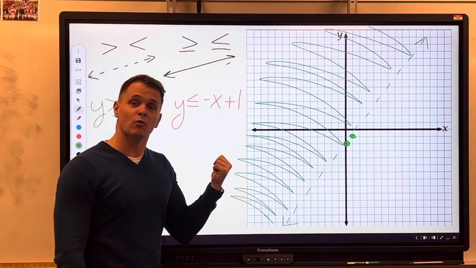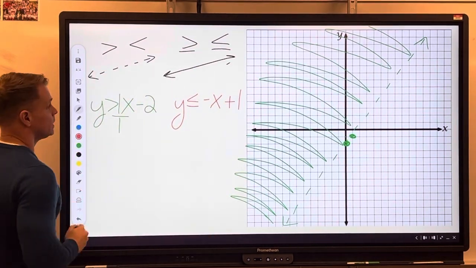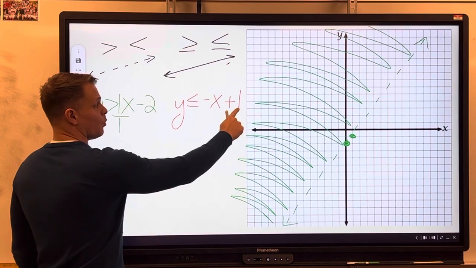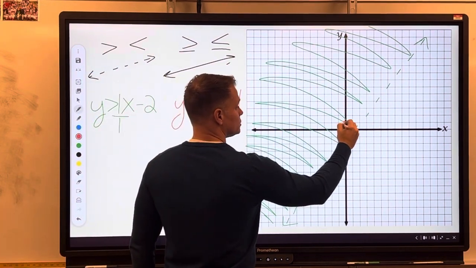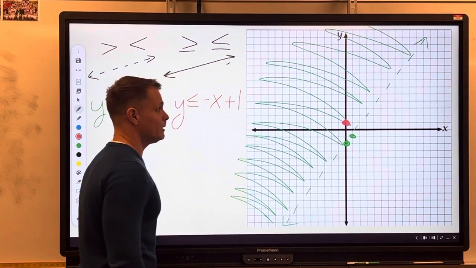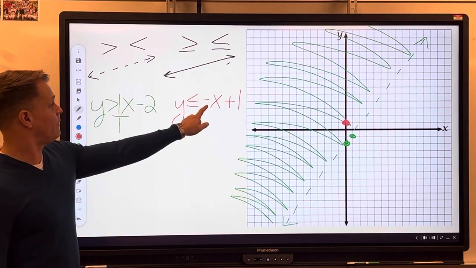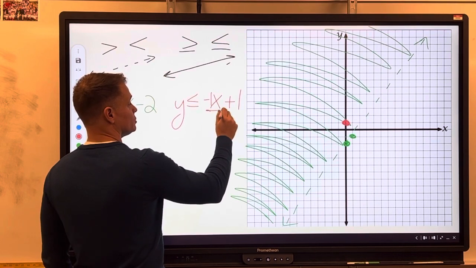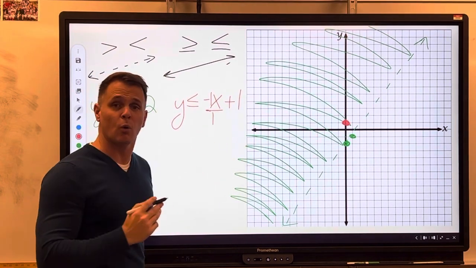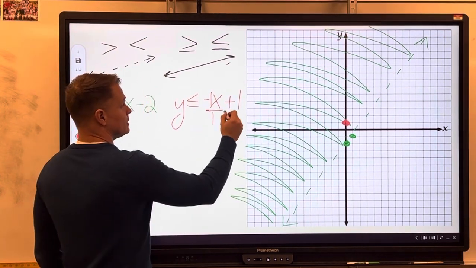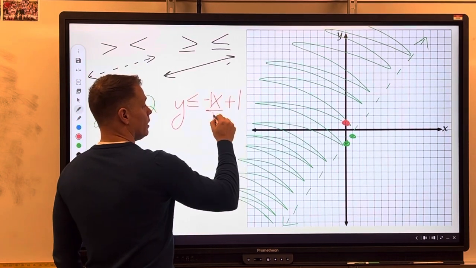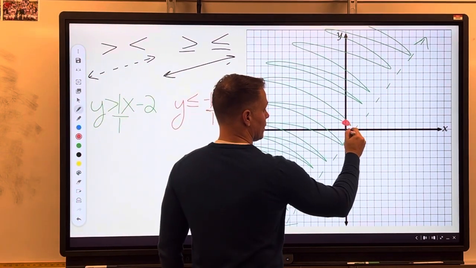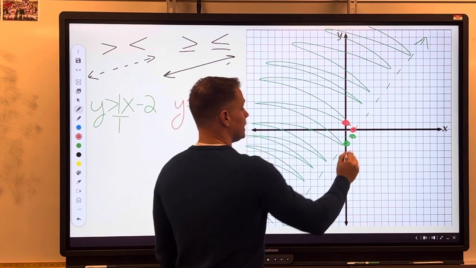Now let's take a look at the red one. The red one, the y-intercept is +1. So I'm going to go up to +1 right here. And then there's no number written next to x, so I'm going to put a 1 there. There's no number in the denominator, so I can also put a 1 there. And from there, I'm going to go down 1 and over 1 to the right. So down 1, over 1.